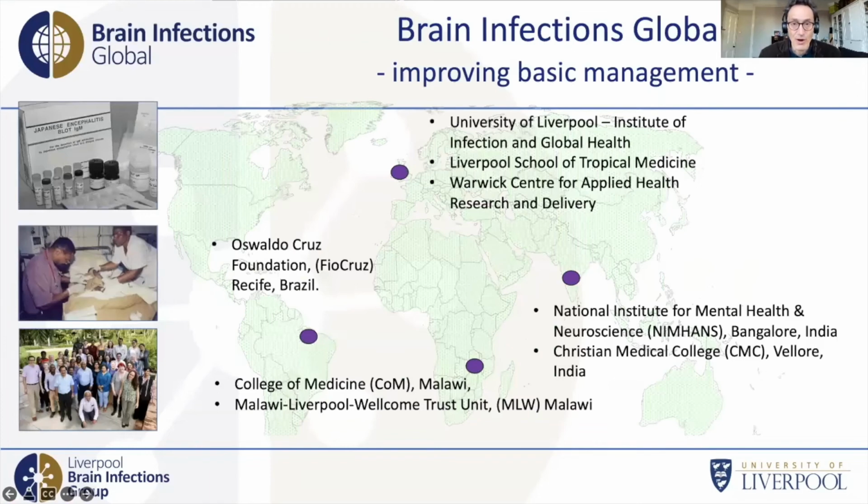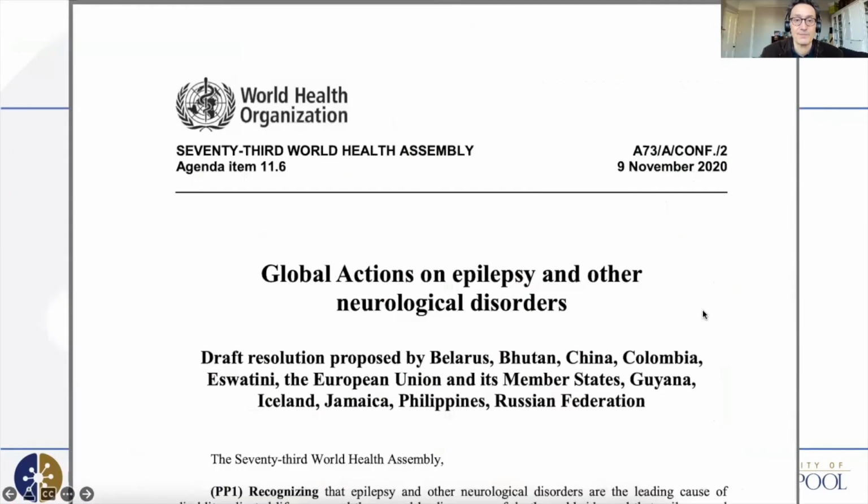And then the other area where I think there's massive scope for improvement globally is just improving the basic management. We have a program ongoing at the moment called Brain Infections Global, funded by the NIHR, to just see, can we get the basics right? And as anyone working in any setting knows, even in high income countries, this often is suboptimal. So we're looking at really, can we improve things like disease recognition, better early investigations, improve the diagnostics, and then get people on the right treatment.